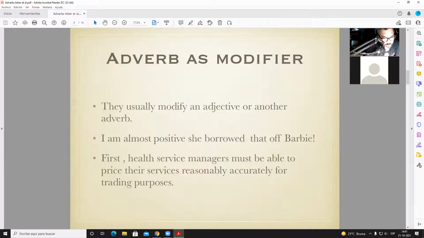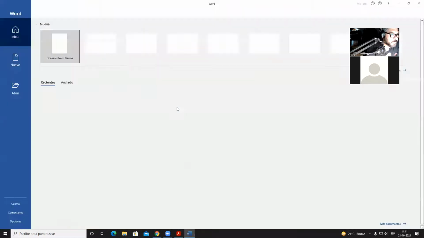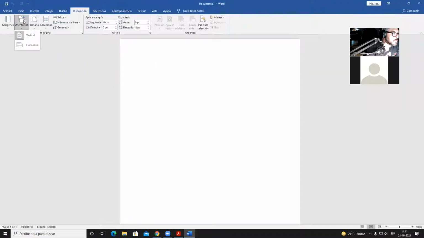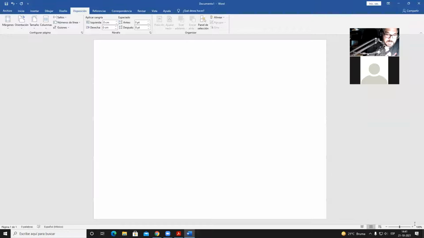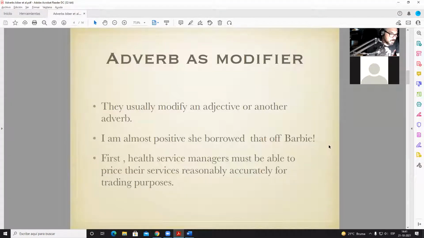I'm almost positive she borrowed that off Barbie. I'm almost positive that she borrowed that Barbie. I will do that in that way because I think it's easier and it will help us to review what we saw yesterday with the adjective phrase. Right. Okay. So the example is I'm almost positive.